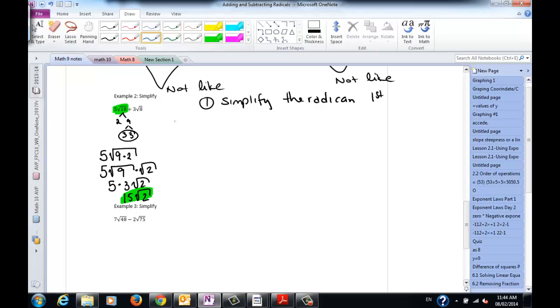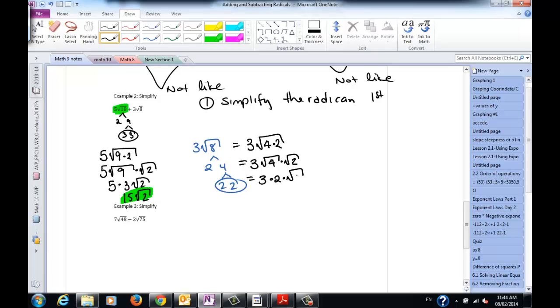What about my root 8? So I've got 3 root 8. This is 2 and 4, 2 and 2. My pair is here. So really I can rewrite this as 3 multiplied by root 4 multiplied by root 2, which is just the same thing as 3 multiplied by 2 multiplied by root 2, which is the same thing as 6 root 2.